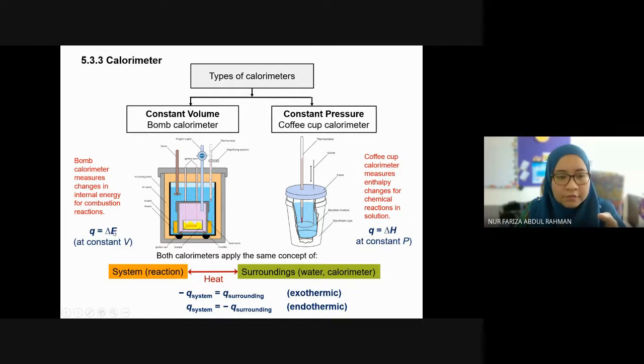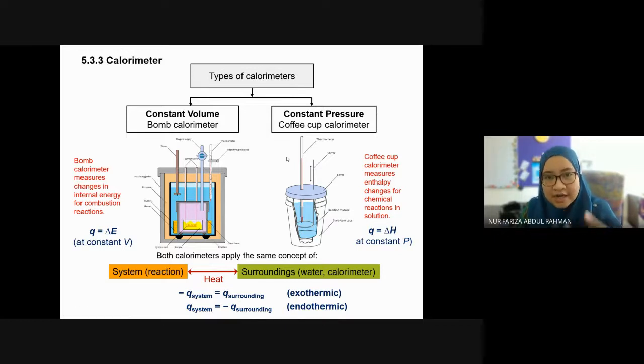for the bomb calorimeter, the question can ask for the energy change. So the energy change is equal to the heat release over the mole, over the mole for the substance given. That would be the E.